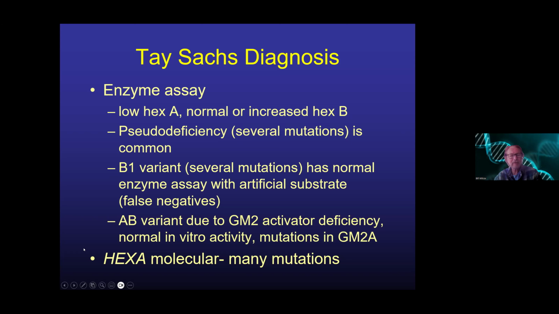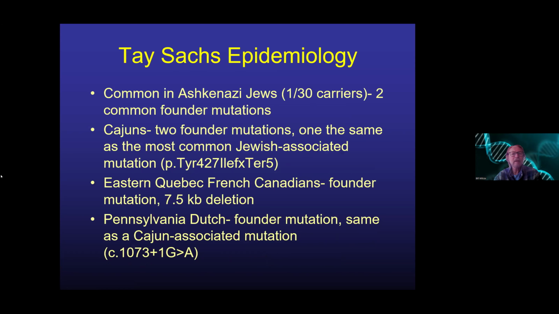Hex A has many, many mutations. Most of them are pretty well defined at this point. There are some distinct founder mutations in different populations. Tay-Sachs is common in Ashkenazi Jews, and that's why carrier screening is done in that population commonly. And in the very Orthodox community that have matchmaked marriages, they do all the genetic carrier testing. It goes into a database. Torah Sharam decides who gets to marry who, so they don't put two carriers together.